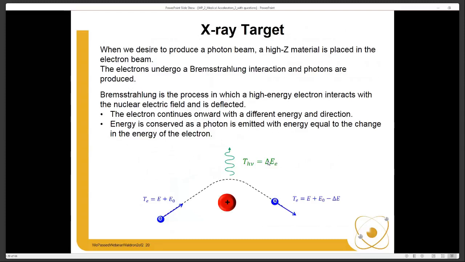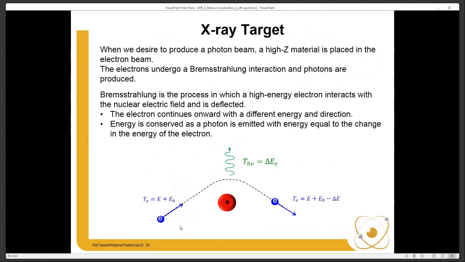Back to photons, and we'll be sticking with photons for a little while here. I've said the word target a few times. What do I mean by a target? The target is the thing that turns our electron beam into a photon beam. And the way this happens is we place some high Z material in the electron beam. Electrons have an opportunity then to undergo Bremsstrahlung interaction with the nuclei of the material we've placed in there.